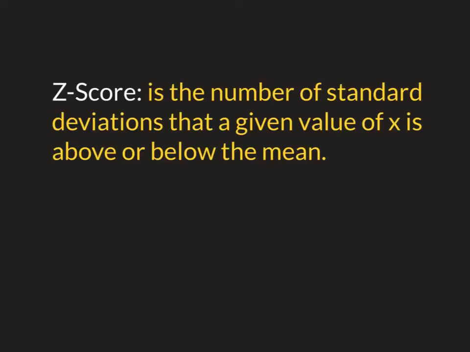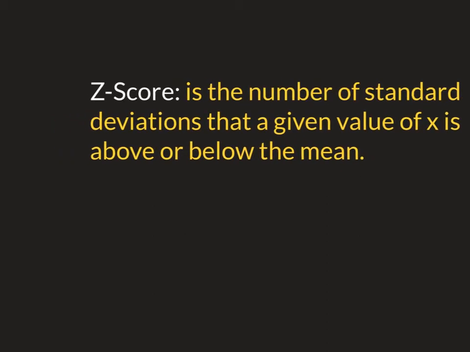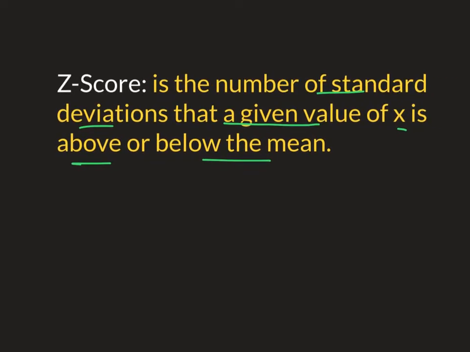So here we go. A Z-score from way back, guys, is a number. All it is, is the number of standard deviations that a given value of X is above or below the mean. It's how many standard deviations a certain value is from the mean. If you think about it that way, how many standard deviations away a value is from the mean.